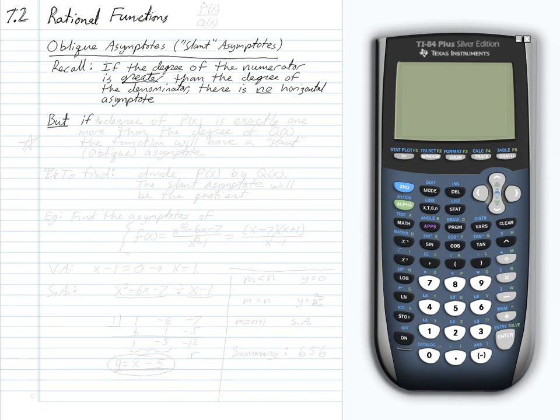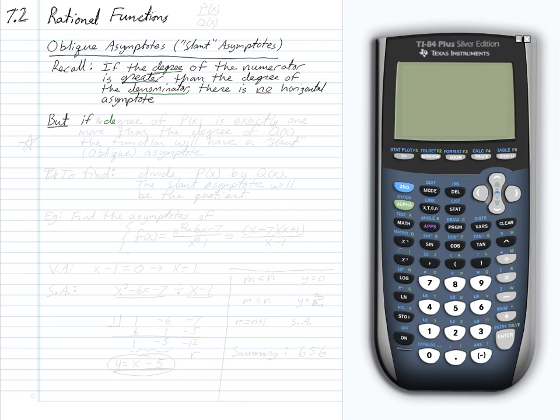So back when we were talking about horizontal asymptotes and how to figure out where they are going to be located, we said that if the degree of the numerator polynomial exceeds the degree of the denominator polynomial, then we will not have a horizontal asymptote. But there is another type of asymptote that we might have, and we're going to look at that right now.